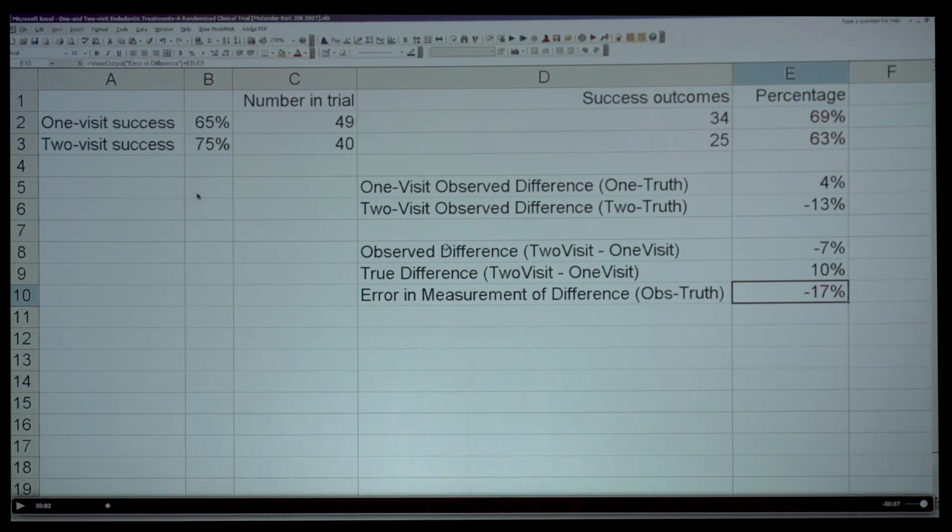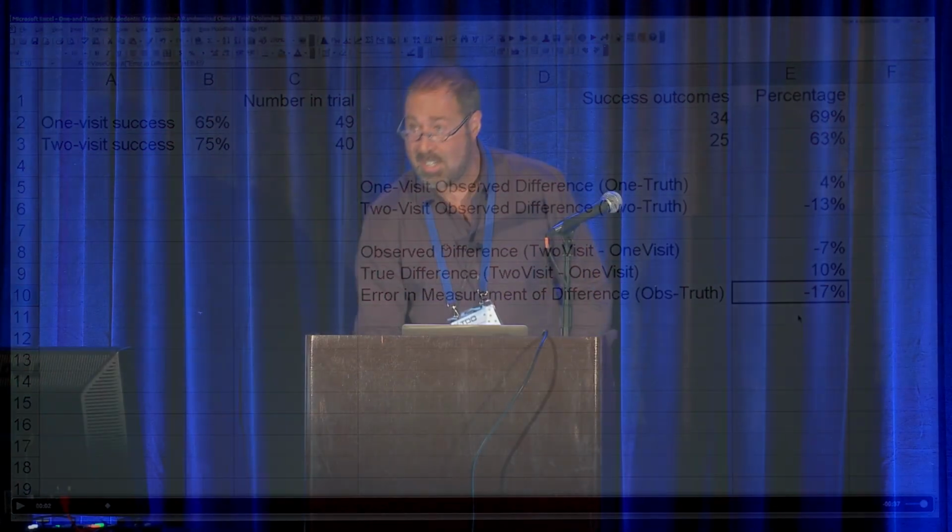Good. So here, we actually observed 69% success in the one visit, although truth was 65, and we only observed 63 in the two visit, although truth was 75. And so we got an answer that was 7% to 17% off and in the wrong direction. Talk about getting it backwards. So single visit was better than two visit, and our actual observation was backwards, almost off by a fifth.